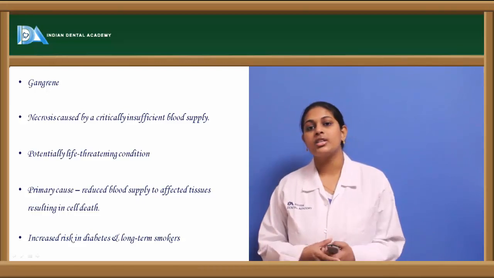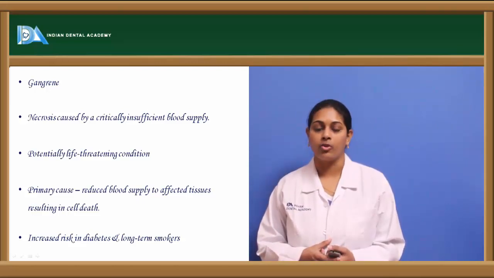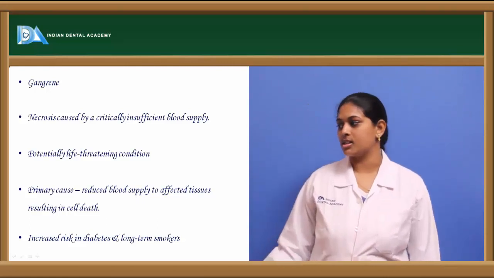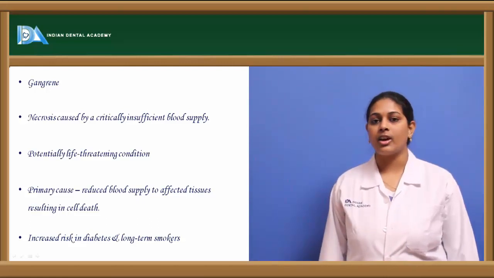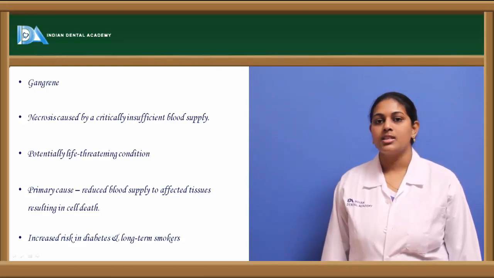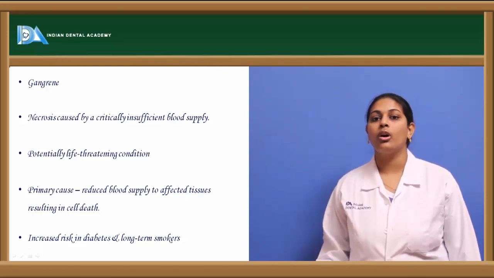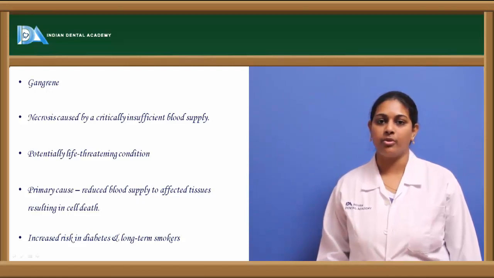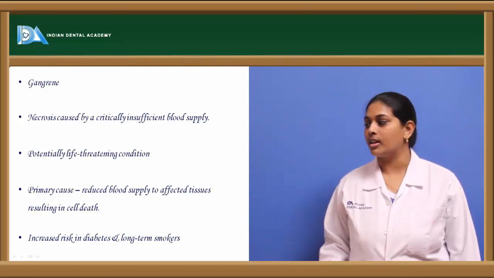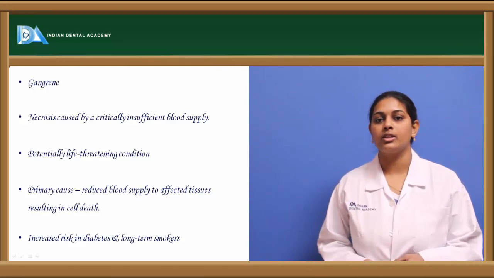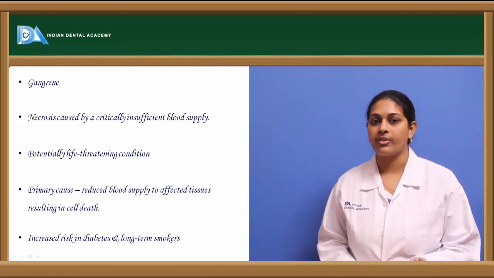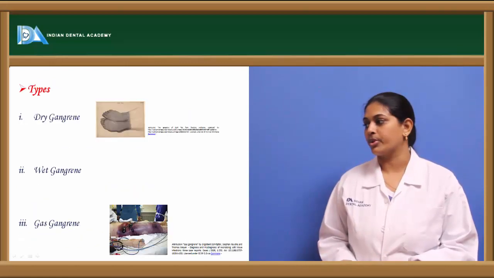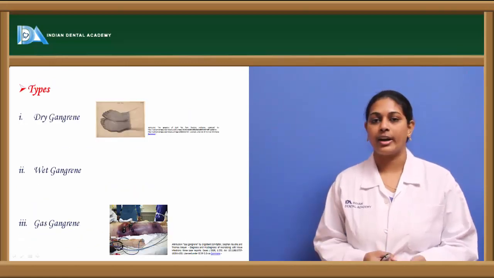Thereby, these structures become stagnated, with pooling of the blood, resulting in the death of those cells. There is increased risk in the case of diabetes and long-term smokers, since these are more exposed to conditions where there is a lack of blood flowing to those organs. They constitute the risk factors, that is the diabetic patients as well as the long-term smokers. Coming to the types of gangrene, there is dry gangrene.